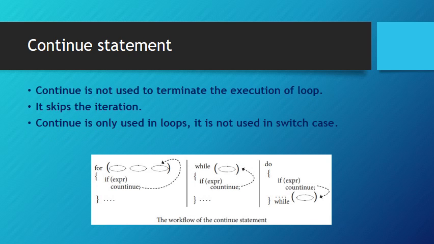And the last one is continue statement. Continue is not used to terminate the execution of the loop, it skips the iteration. So, the continue statement works somewhat like the break statement, but instead of forcing termination, it forces the next iteration of the loop to take place, skipping any code in between.